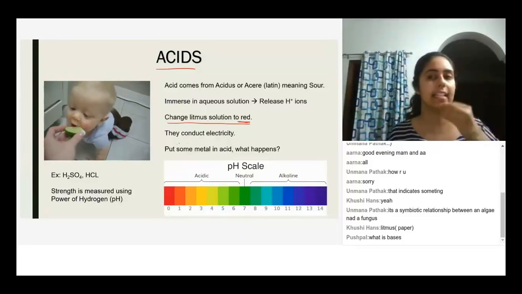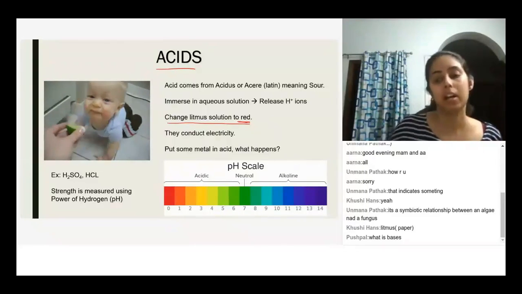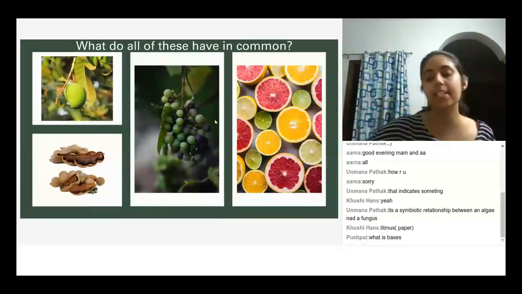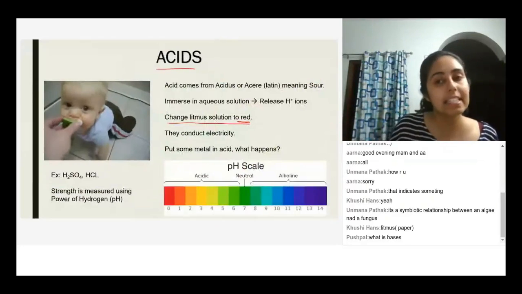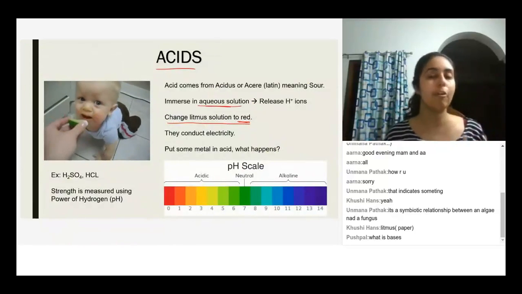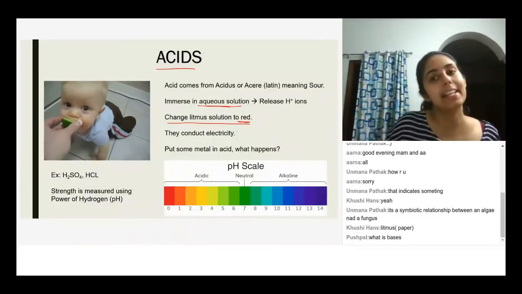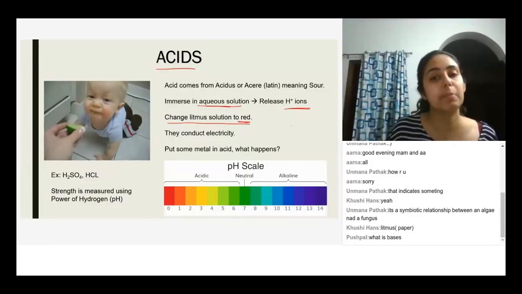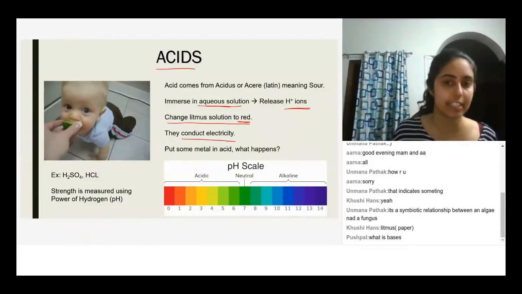Acids are sour in taste. Most of these fruits contain acids, mostly citric acid, and acids have the property that when they are in their liquid form, meaning aqueous solution, they release H plus ions. Because they release H plus ions, they conduct electricity.